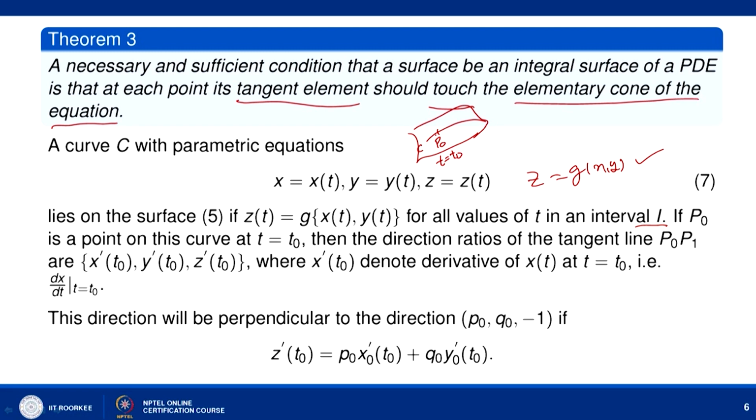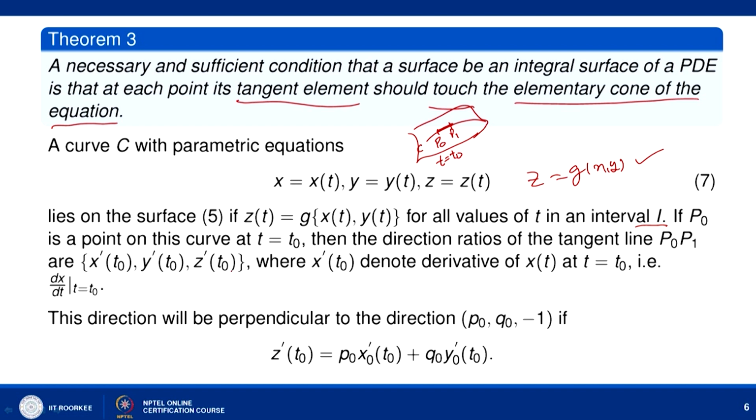So, let us say p naught. Then, you take one more point, say p1, on this curve, and then you can always find the direction ratio of the tangent line p naught p1 are x dash t naught, y dash t naught and z dash t naught, where this derivative represents the derivative of x(t), y(t), z(t) at the point t equal to t naught. So, you can find the drs of the tangent and it is given by x dash t naught, y dash t naught and z dash t naught.